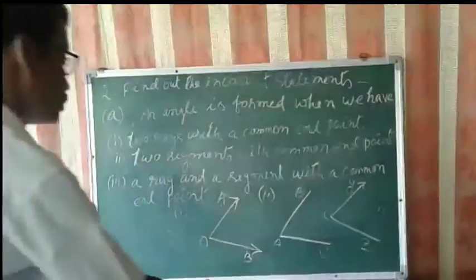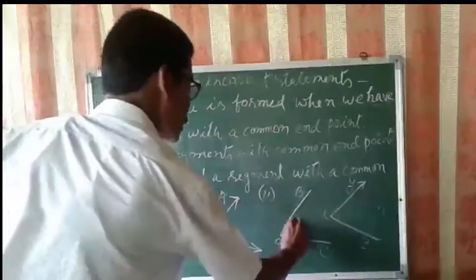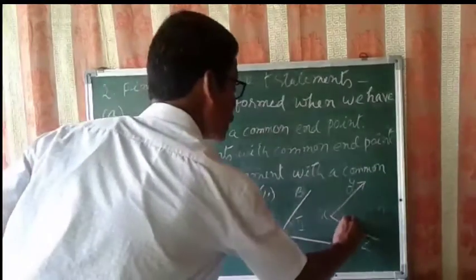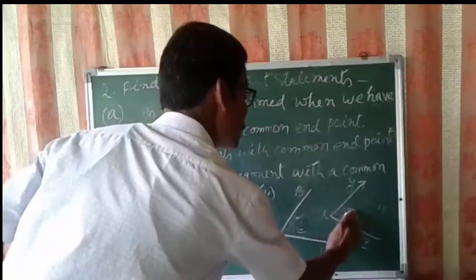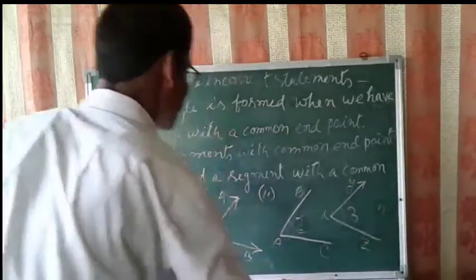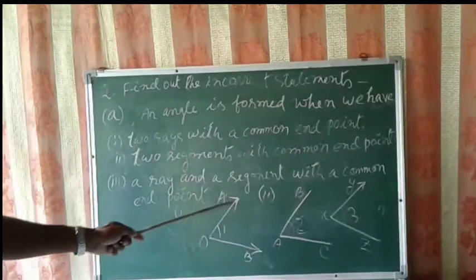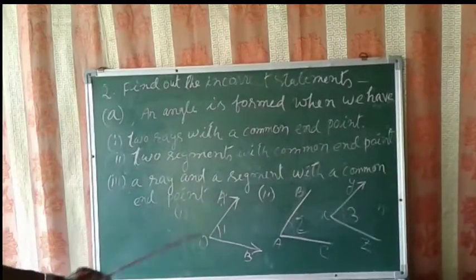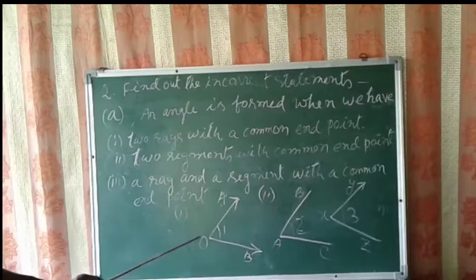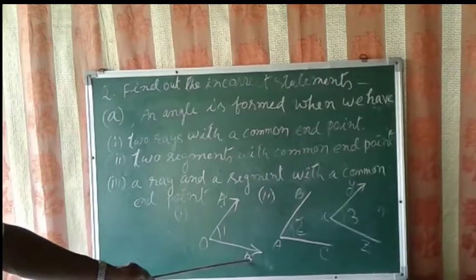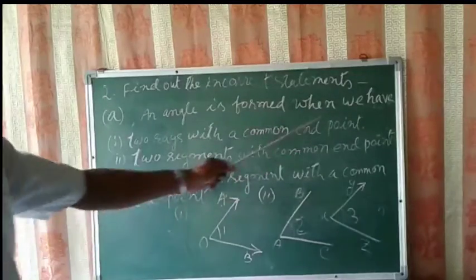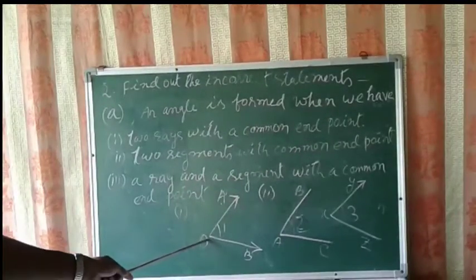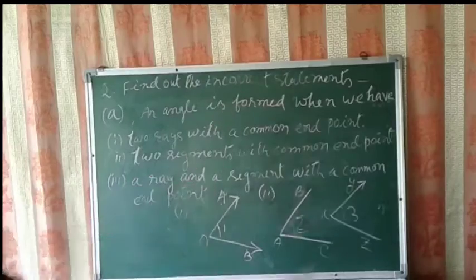This angle 1, this angle 2, and this angle 3. Angle AOB, or angle 1, is formed by two rays OA and OB. Therefore, the first statement is correct. They have a common endpoint, and the common endpoint is O. Therefore, the first statement is correct.